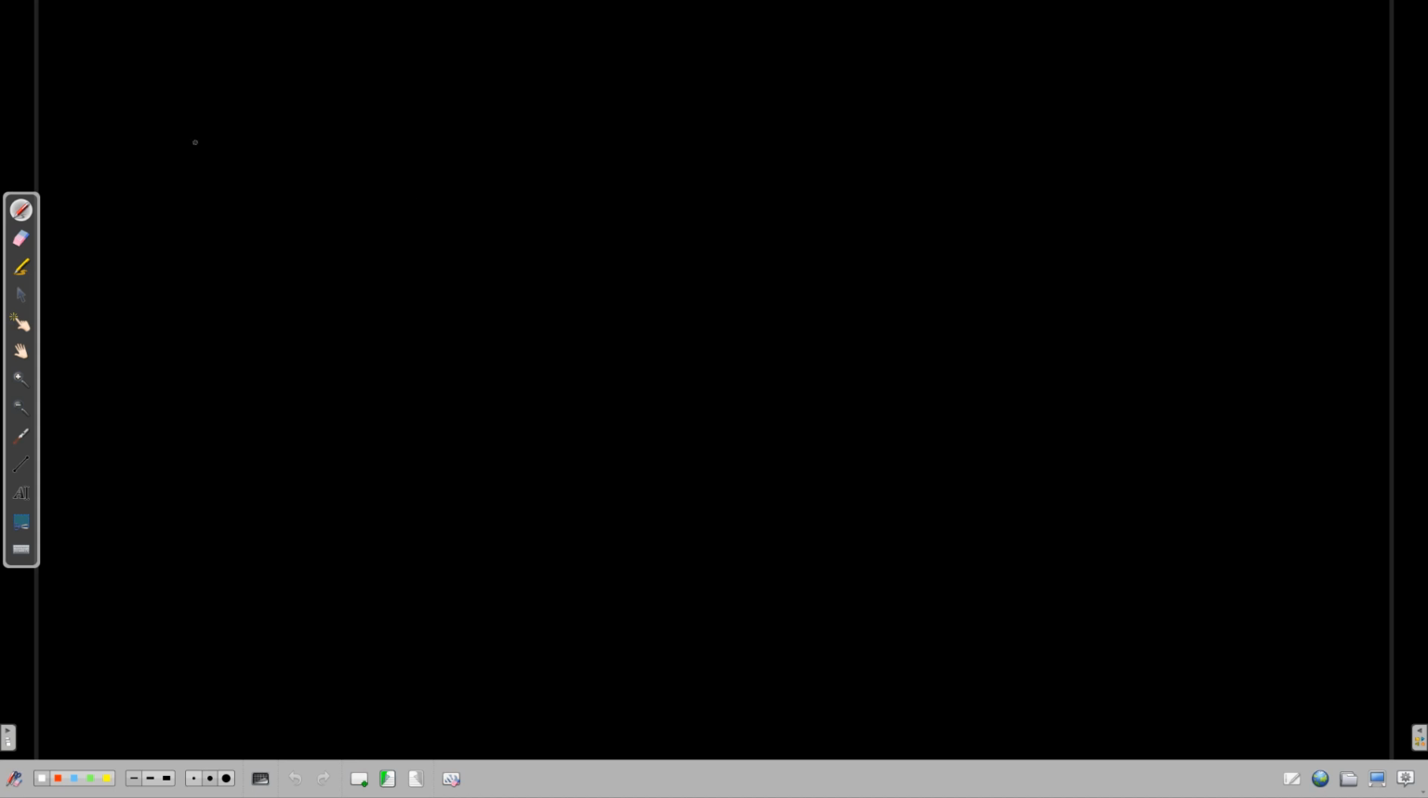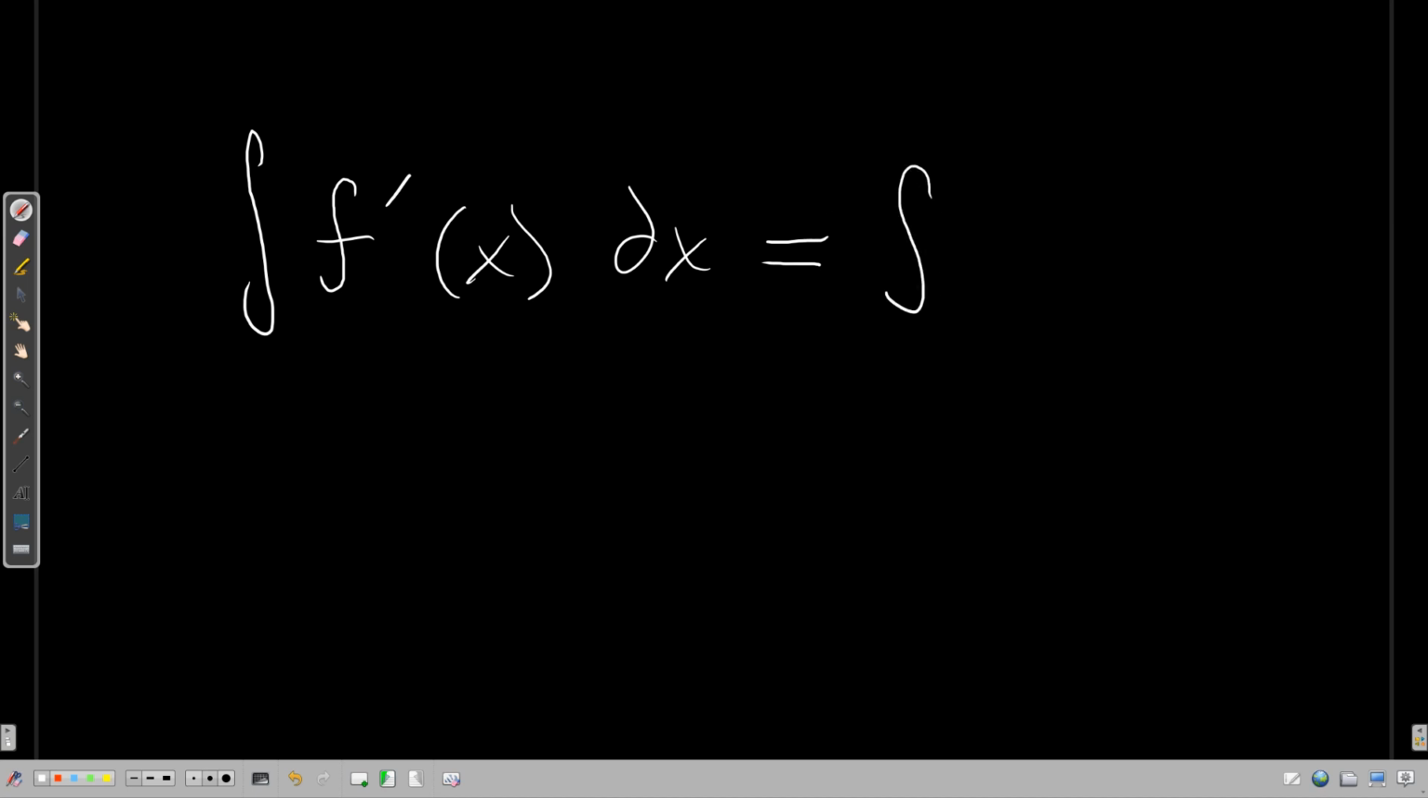Keep in mind that the integral of a derivative is that undifferentiated function. And if it has limits, then you can use the fundamental theorem of calculus.